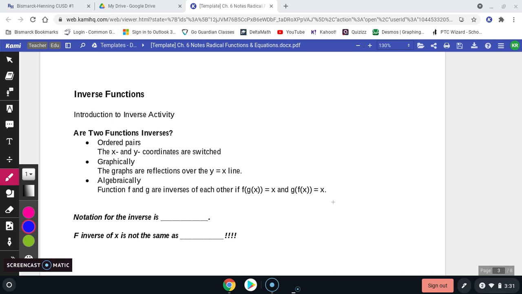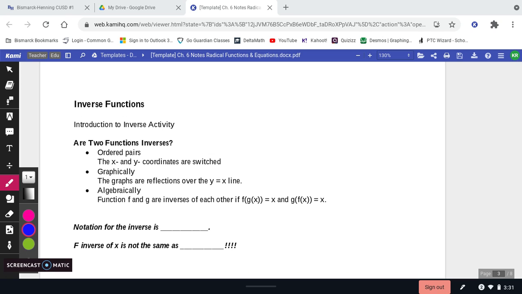All right, we're going to be talking about inverse functions today, and specifically focusing on how to find an equation for an inverse function. Okay, so yesterday we looked at three different ways in which you can determine if two functions are inverses.